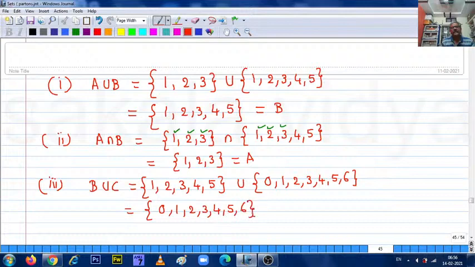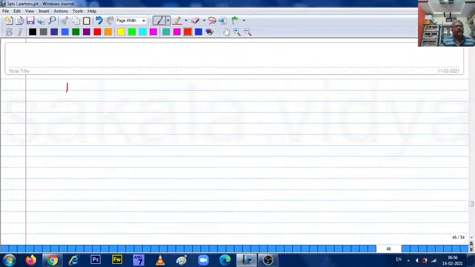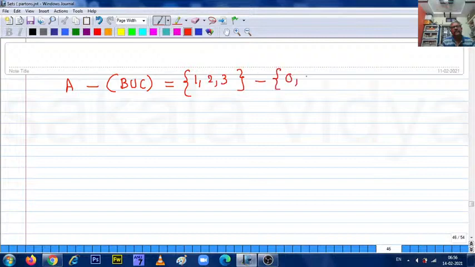This is B union C. But what we need to do is find out A minus B union C. What is set A? Set A is 1, 2, 3, minus 0, 1, 2, 3, 4, 5, 6. See here, 1 and 1 cancel, 2 and 2 cancel, 3 and 3 cancel, and 0, 4, 5, 6 also; nothing remains.